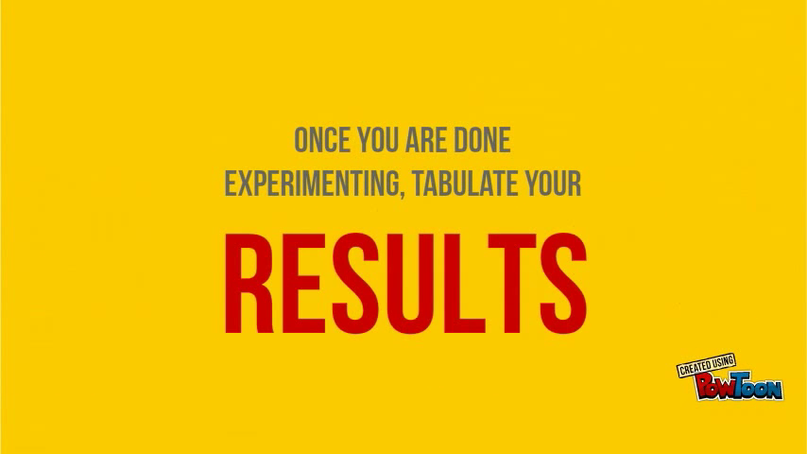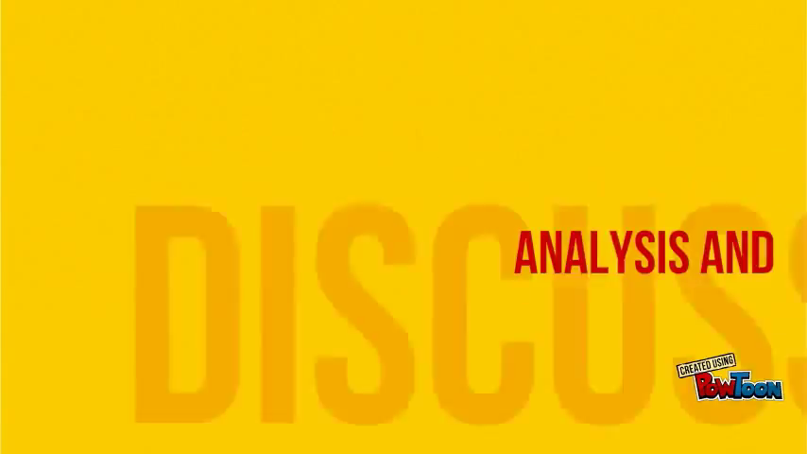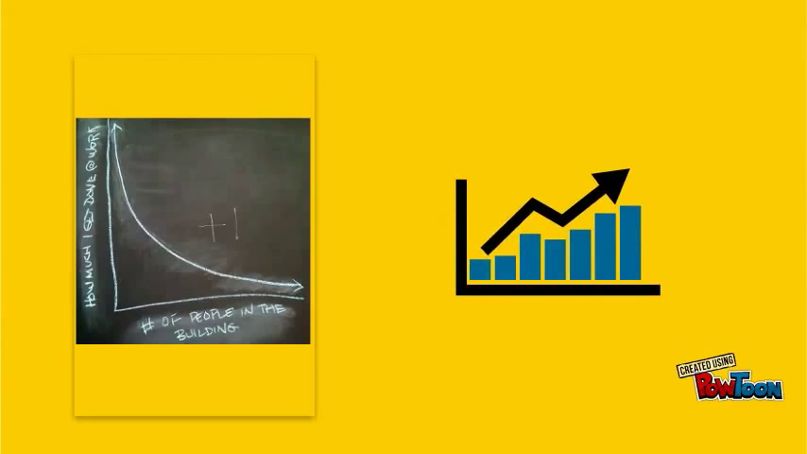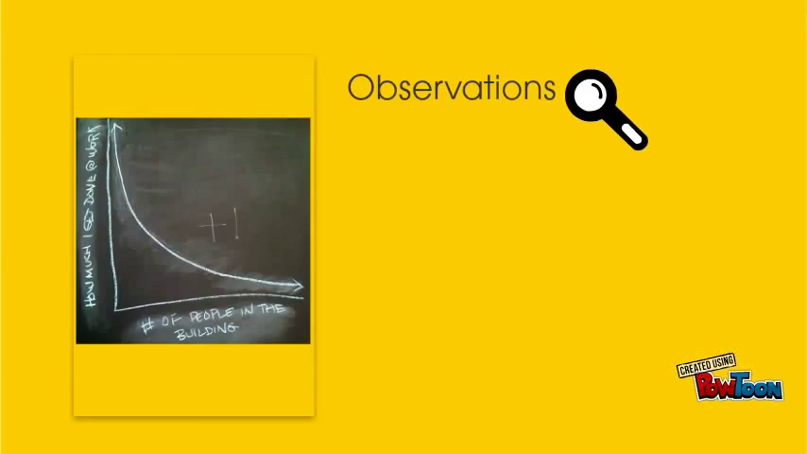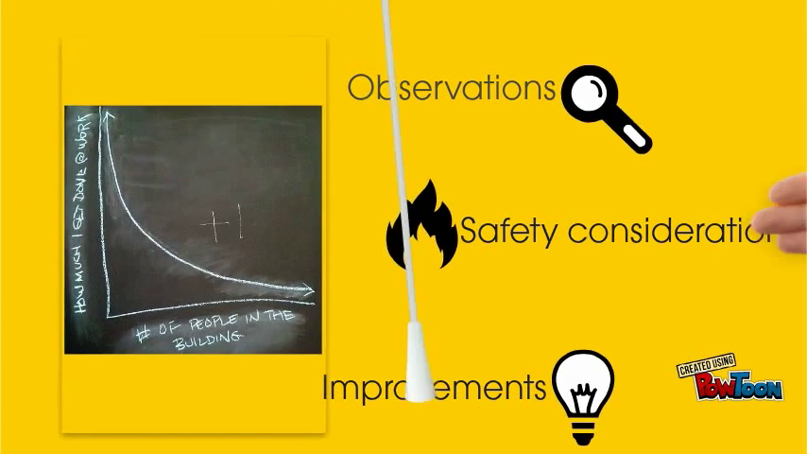Results. Results are always tabulated. After results follows analysis and discussion. Analysis and discussion always starts with a line graph. Once you are done with the line graph, describe the shape of the line and the relationship between the variables. You also add any other observations, improvements, and safety considerations under this heading.